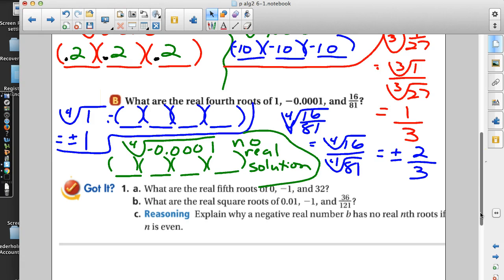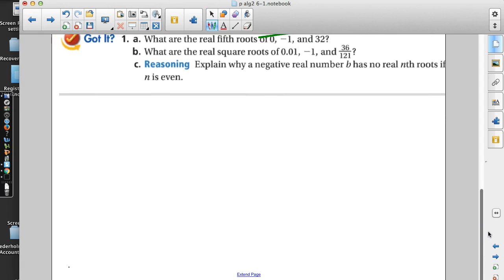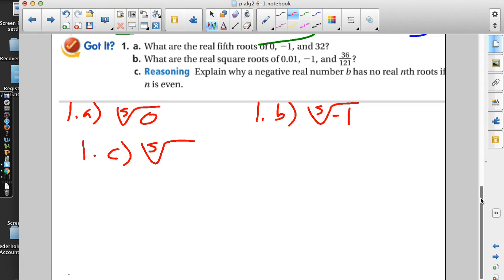So now, here's what we're going to do. I am going to have you work through 1a, the got it here, which will be the 5th root of 0, and 1b, which is the 5th root of -1, and 1c, which is the 5th root of 32. Write down what your answers are, and when you have those done, I want you to come up to this box and grab one of these whiteboards and go back to your desk with the whiteboard.